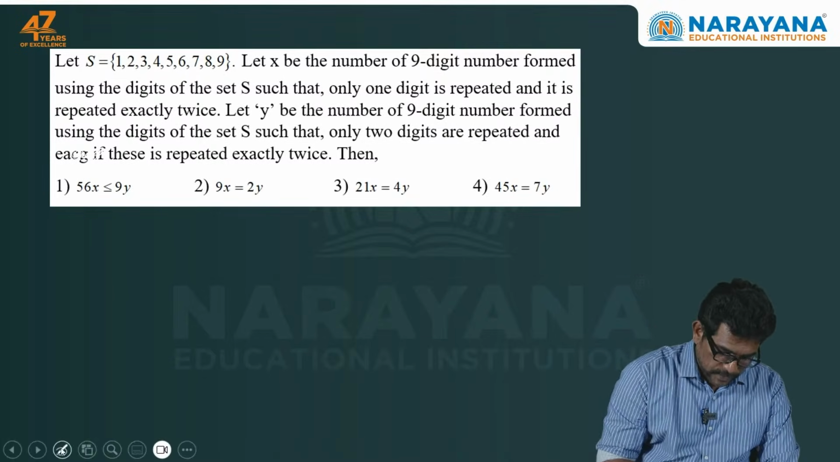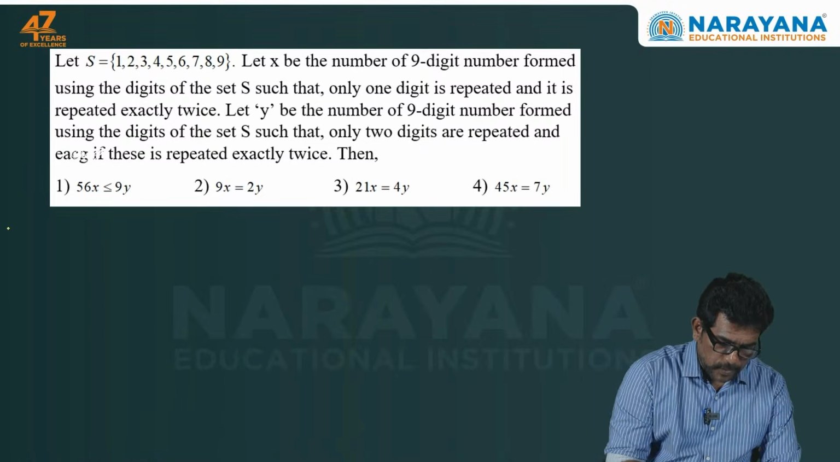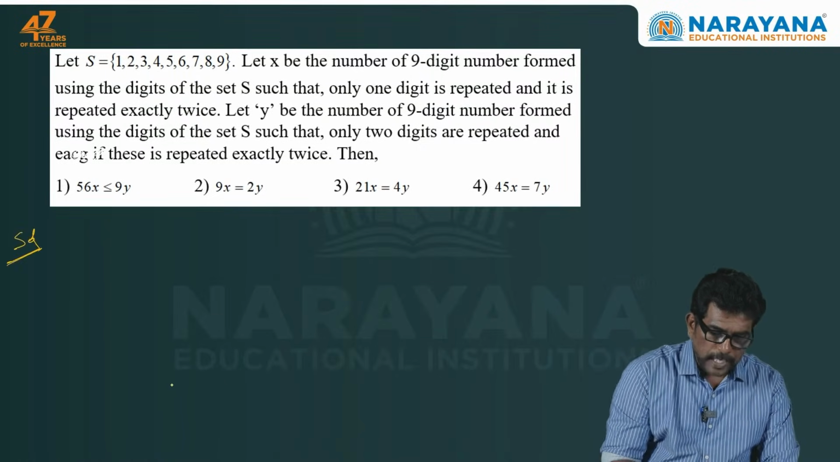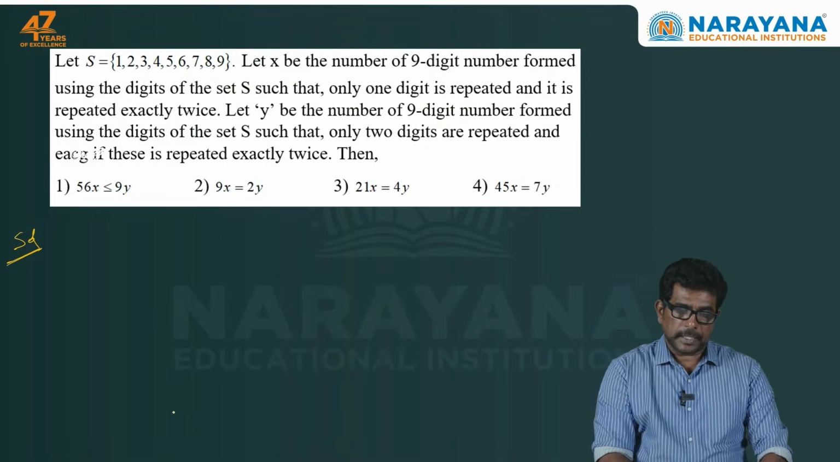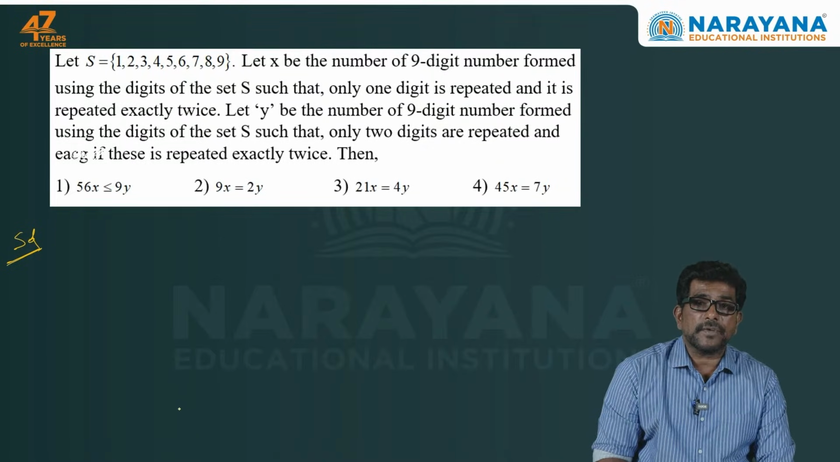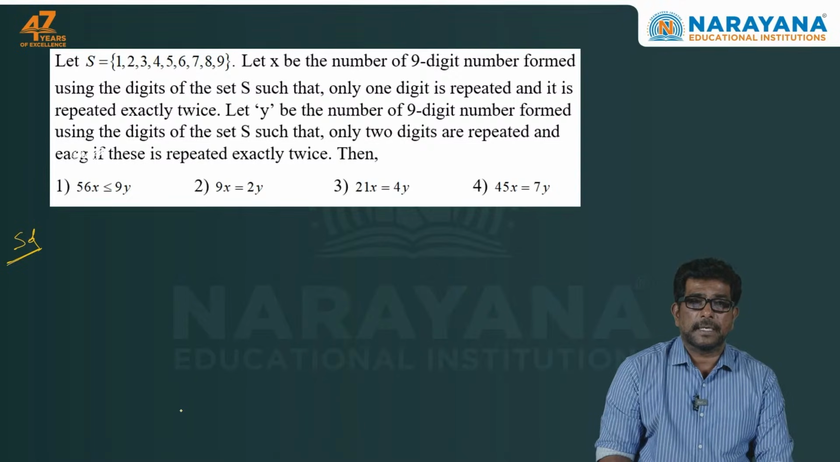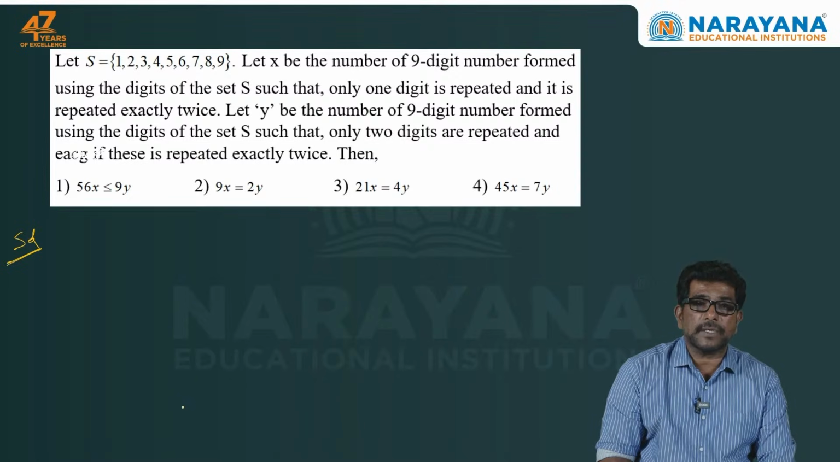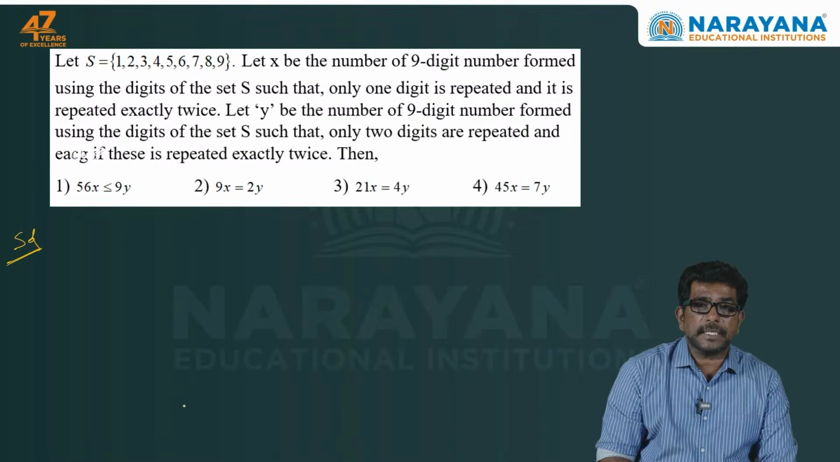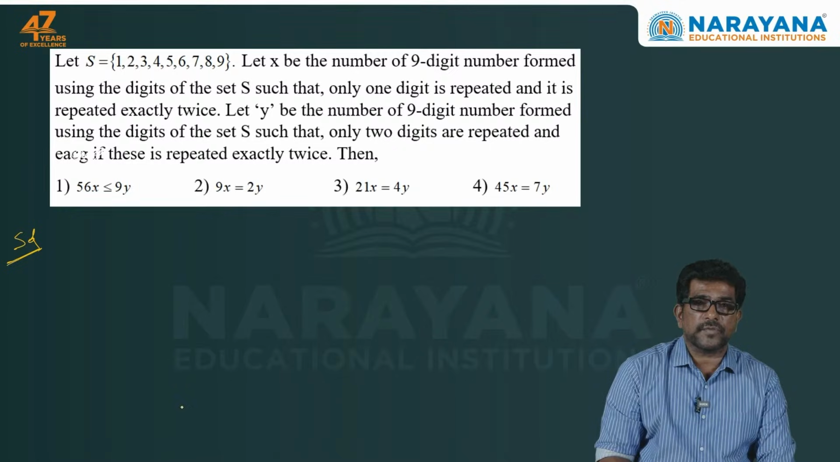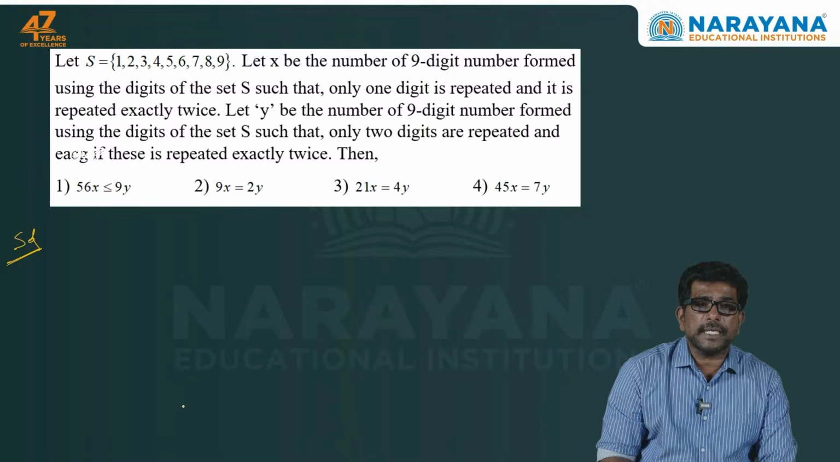Now observe here. Observing the problem, there are two types of arrangements of 9-digit numbers. X represents the number of 9-digit numbers formed by using the digits of the set S such that only one digit is repeated, and it is repeated exactly twice. So we want a 9-digit number. It can be formed by using 9 digits 1, 2, 3, 4, 5, 6, 7, 8 and 9, and out of all those only one digit is repeated exactly 2 times.